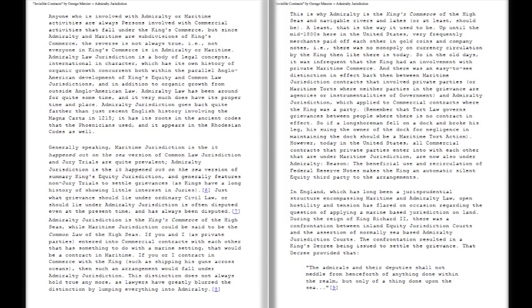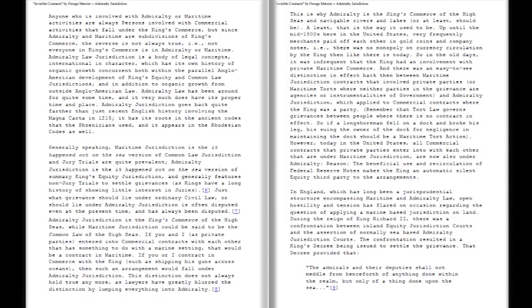Admiralty law has been around for quite some time, and it very much does have its proper time and place. Admiralty jurisdiction goes back quite farther than just recent English history involving the Magna Carta in 1215. It has its roots in the ancient codes that the Phoenicians used, and it appears in the Rhodesian codes as well. Generally speaking, maritime jurisdiction is the it-happened-out-on-the-sea version of common law jurisdiction, and jury trials are quite prevalent. Admiralty jurisdiction is the it-happened-out-on-the-sea version of summary King's equity jurisdiction, and generally features non-jury trials to settle grievances, as Kings have a long history of showing little interest in juries.